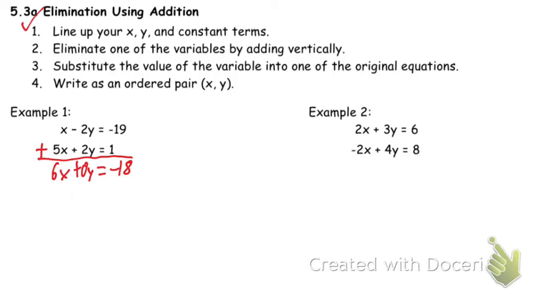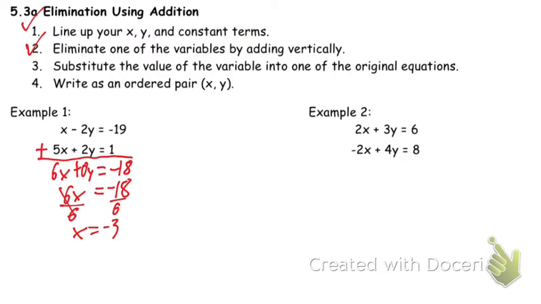Hey, wait, what's 0 times y? 0. So do I need to even write 6x plus 0 equals negative 18? Could I just write 6x equals negative 18? Yeah. So now, can I solve this equation? Yes. How would I solve this equation? Divide by 6. X equals negative 3. So we eliminated one of the variables, and we finished the equation. X is negative 3 now.